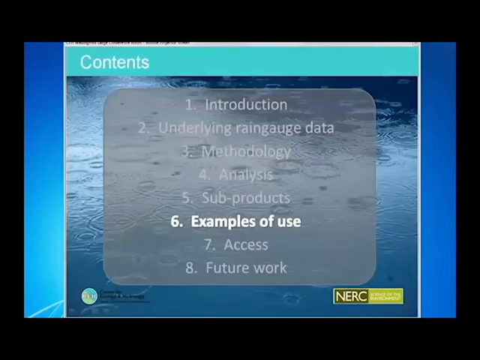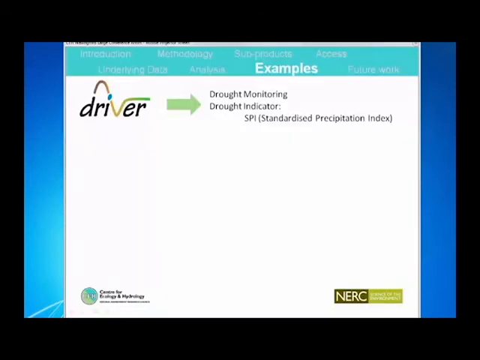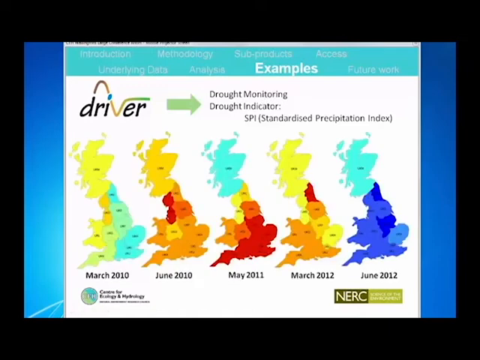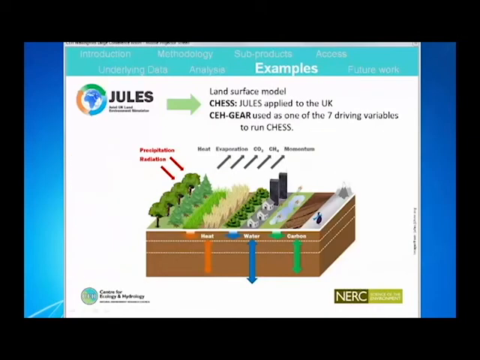So now I'm going to show a few examples of use. The first example is the Driver project, which is an international project which tries to link drought indicators with impacts in a drought monitoring and early warning context. And we've used CEH-Gridded in this project to derive some drought indicators, such as the standardized precipitation index. And this is the 2010-2012 drought. Another example is the JULES land surface model, which has a UK version called CHESS, and CEH-Gridded was used as one of the driving data to run CHESS.